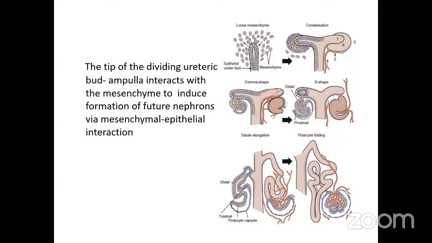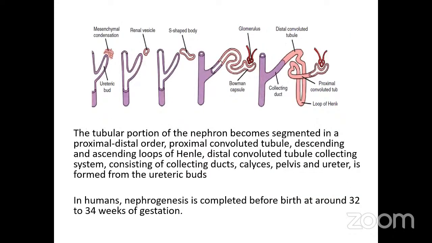Next slide, please. So this is another view of the mesenchymal epithelial interaction. This is the distal dividing ureteric bud, condensing mesenchyme, renal vesicle, S-shaped body, then forming into Bowman's capsule, proximal convoluted tubule, loop of Henle, and distal convoluted tubule. Then the DCT is connecting into the collecting duct. So the tubular portion of the nephron becomes segmented into a proximal to distal order: proximal convoluted tubule, descending and ascending loops of Henle, distal convoluted tubule, and collecting system.